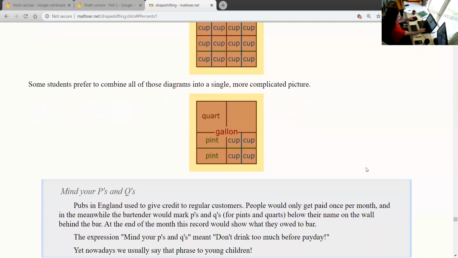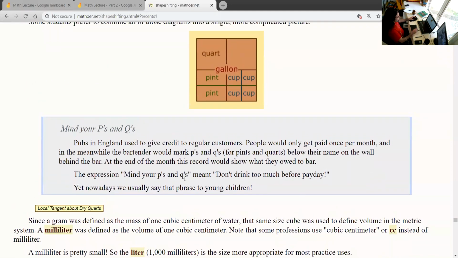Okay, I'll go back to that slide if you want. Why do we talk about P's and Q's? Mind your P's and Q's. So who should I pick on? Chrissy had a question at the beginning. Should I pick on Chrissy?